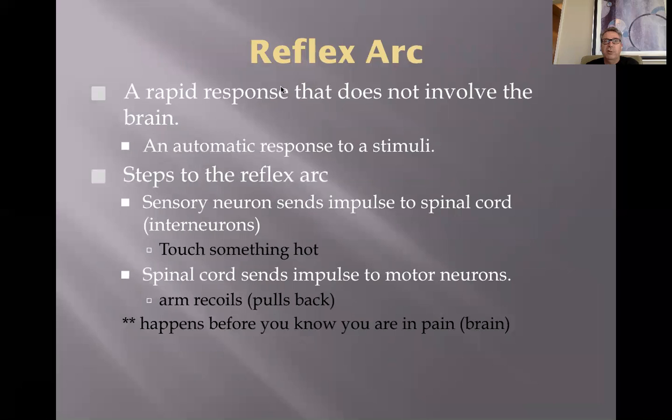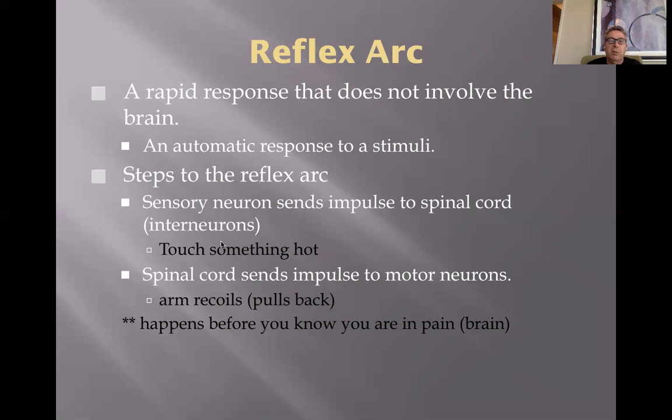But what's even faster is the reflex arc. So this is to protect ourselves from pain and eventual damage to any of our tissues. So this is a rapid response that does not involve the brain. So it's something that we don't need to think about, right? Steps to the reflex arc: the sensory neuron sends the impulse to the spinal cord, and it goes right back to the motor neurons.